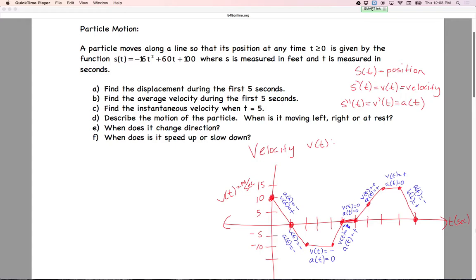But if the acceleration's positive or negative, now you've got to look at velocity and see if it's positive or negative. Because what you see here, velocity's positive, acceleration's negative, slowing down. Here, velocity's negative, acceleration's negative, now it's speeding up.